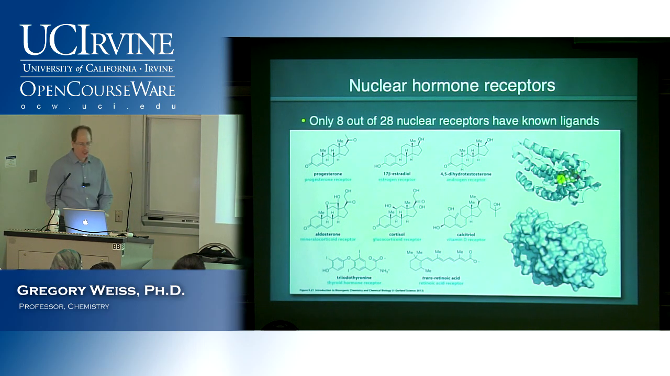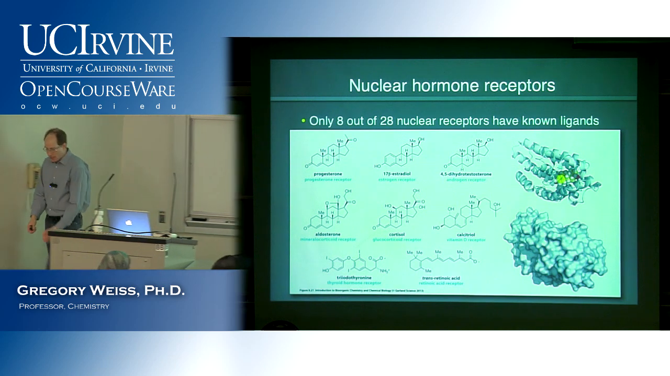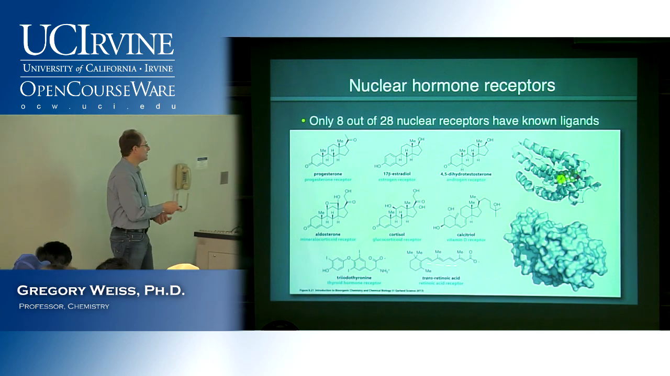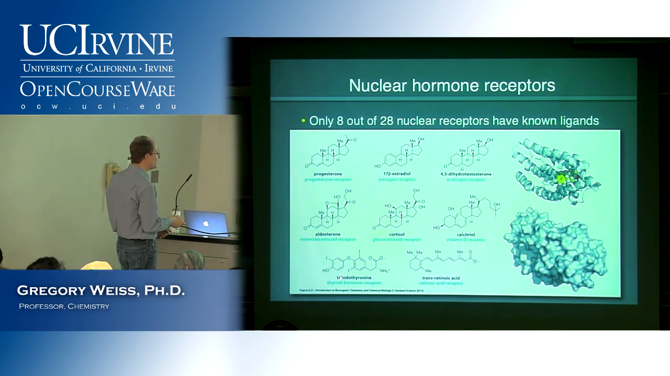There are some 28 nuclear receptors. Only 8 have well identified known ligands as recently as a couple of years ago. Okay, so these 8 are depicted here. So some of these are familiar to us. I believe we talked about these iodinated hormones earlier in the quarter.